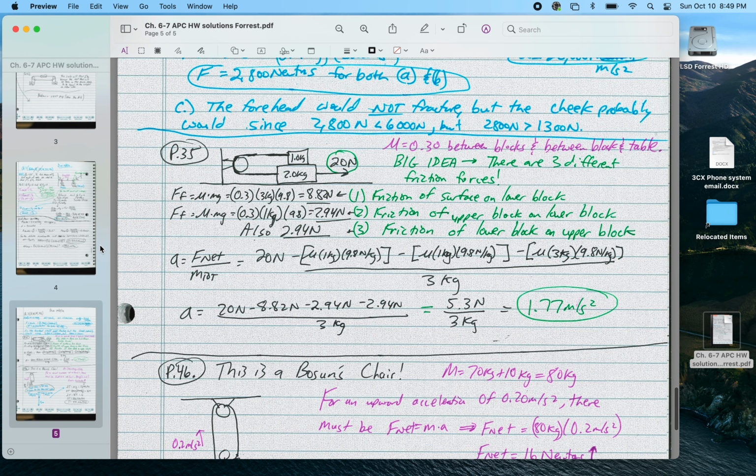35 was a really nice problem. I think we went over that in class pretty well, but there are 3 frictions, and 2 of those frictions are interactions between the top block and the bottom block, caused by the normal force of the top block and the coefficient of friction of it. So I go through and I note that the friction of the surface on the lower block here is by the whole mass of 3 kilograms times 0.3 is your coefficient of friction times 9.8 newtons per kilogram, 8.82 newtons. The force of friction on the top block from the bottom block, 0.3 coefficient of friction times 1 kilogram mass times 9.8 newtons per kilogram, 2.94 newtons. This is an interactive force pair, friction of the lower block on the upper block.